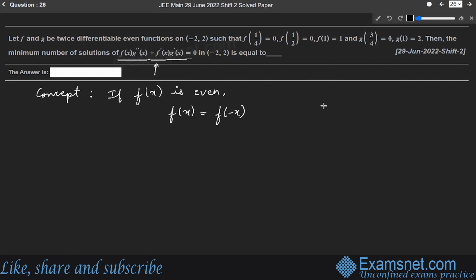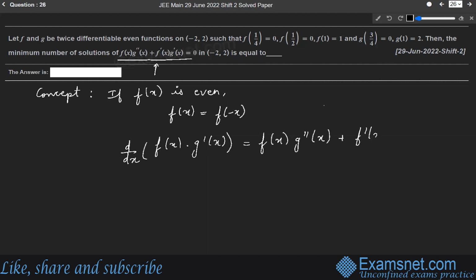It is actually the differentiation of f of x into g dash x, right? When we differentiate this term with respect to x, it will be equal to f of x into g double dash x plus f dash x into g dash x. How will this be equal? We know that this is in the form of d by dx of first into second, or d by dx of u into v. All right.